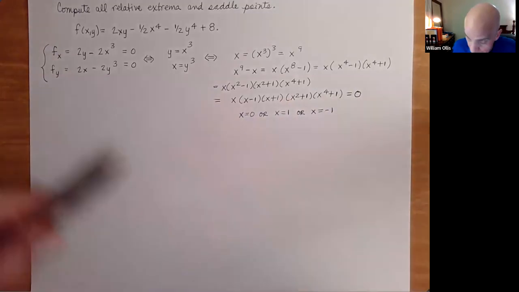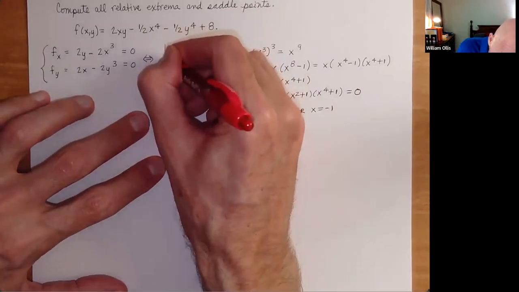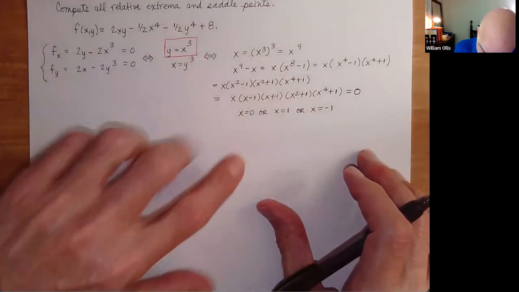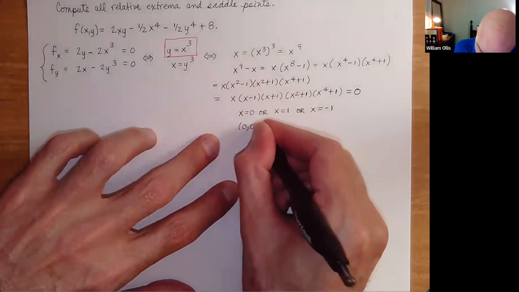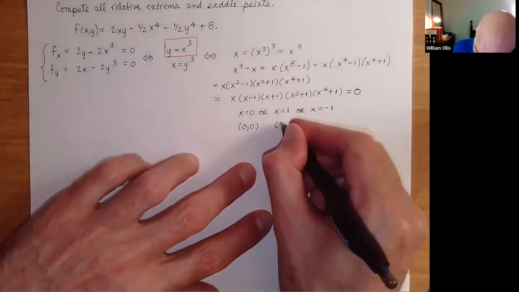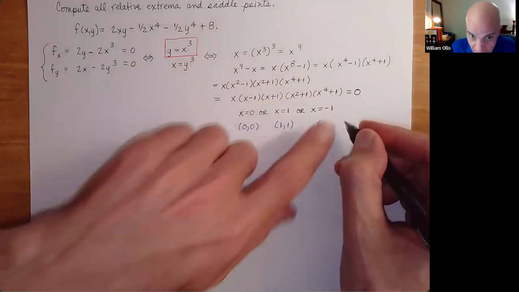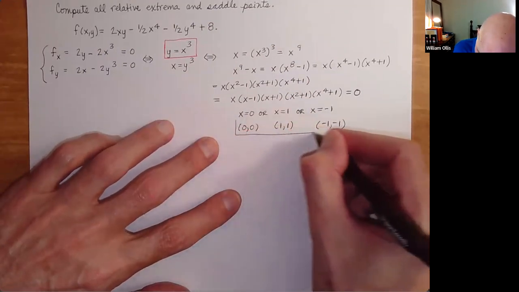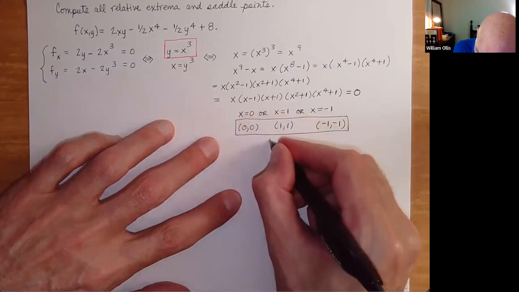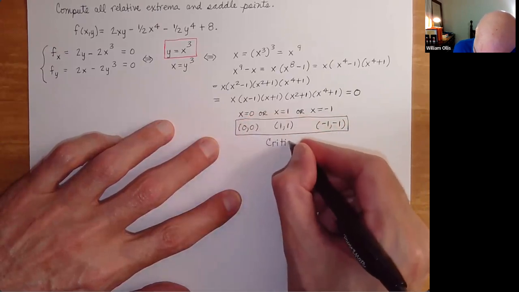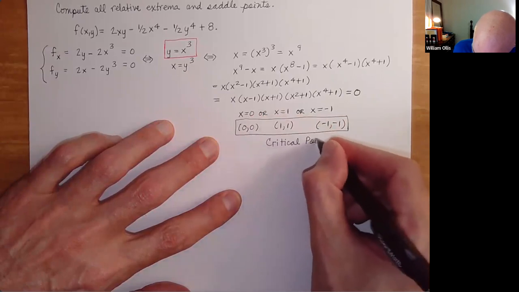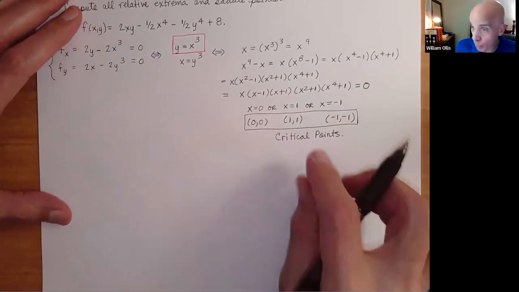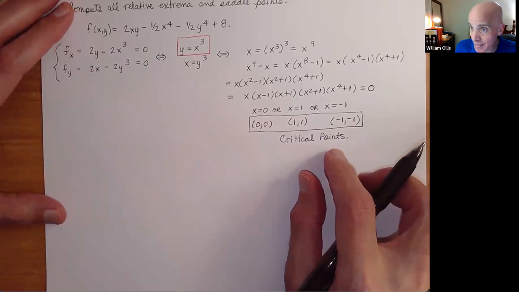Now, of course, we have from the system this connection, so we can clearly figure out y from the values of x. So we get (0, 0), and then when x is 1, (1, 1). And then when x is -1, (-1, -1). So this gives us what we need in our analysis. These are called critical points. So we're looking for our horizontal tangent planes. We know where they are. And now what we want to do is analyze these, classify them.